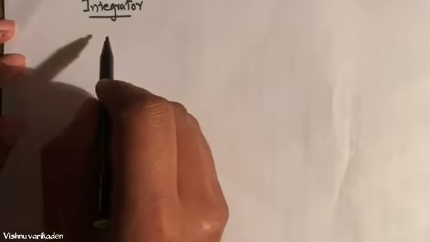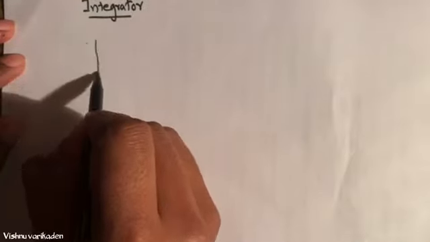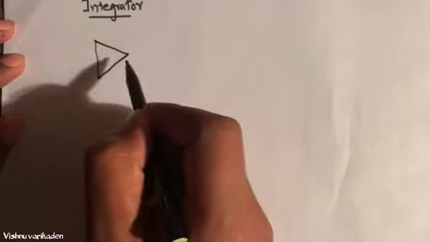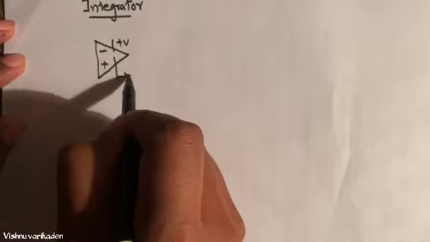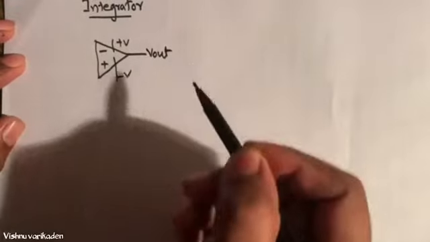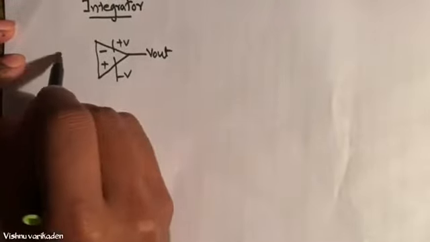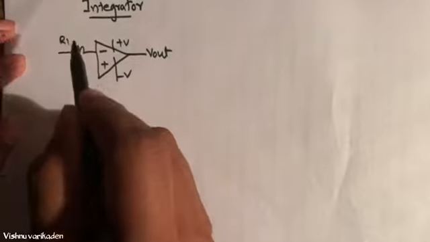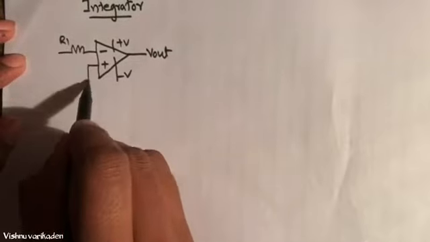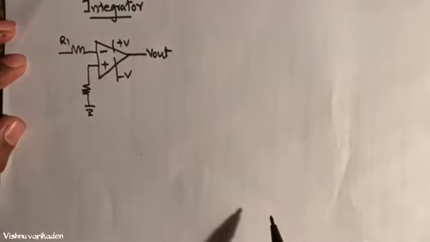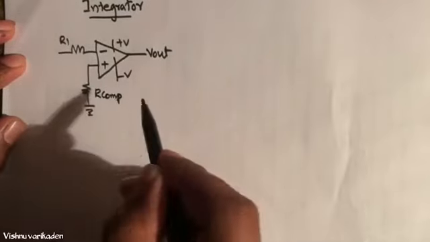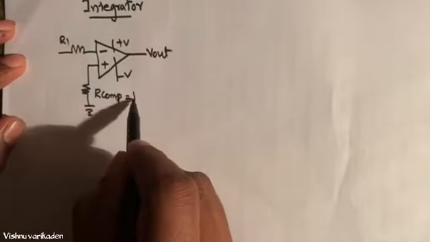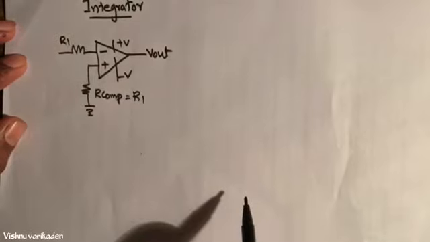So starting from the integrator basic diagram: the op amp and the input resistance R1. One of the equivalent resistance values is for compensation, which is equal to R1 in the case of the ideal op amp.